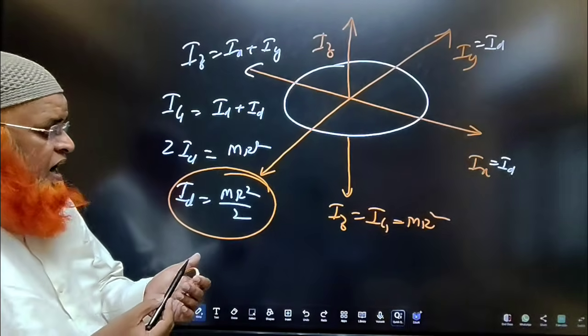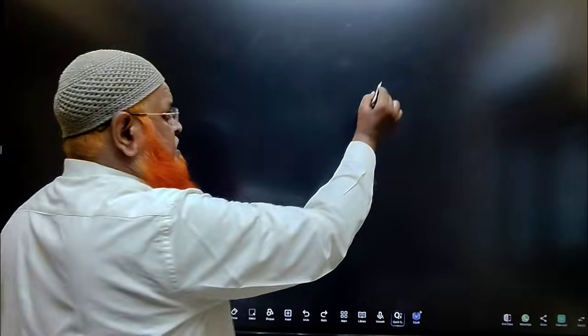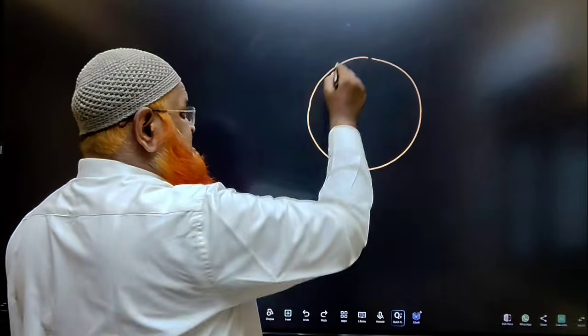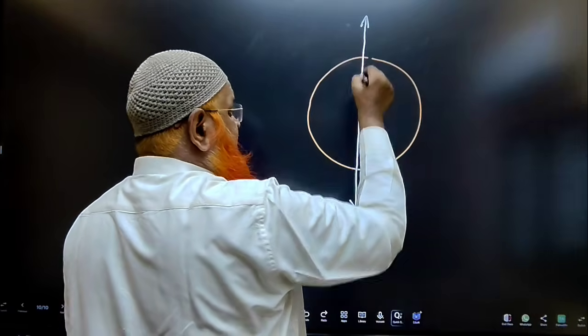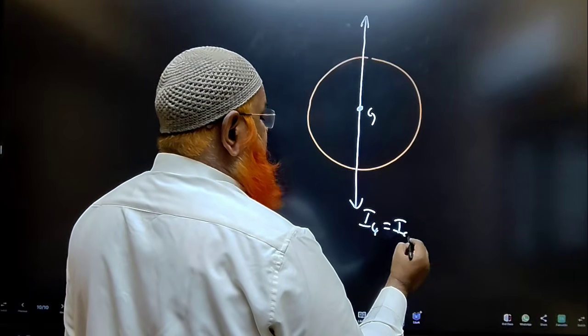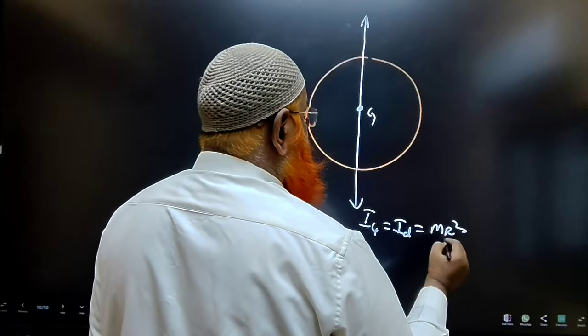Okay? So what do you understand from this? You understood one thing: if you take a ring and the axis is parallel to the plane of the ring, passing through the center of gravity, Ig, which is also called Id, is given by mr square by 2.